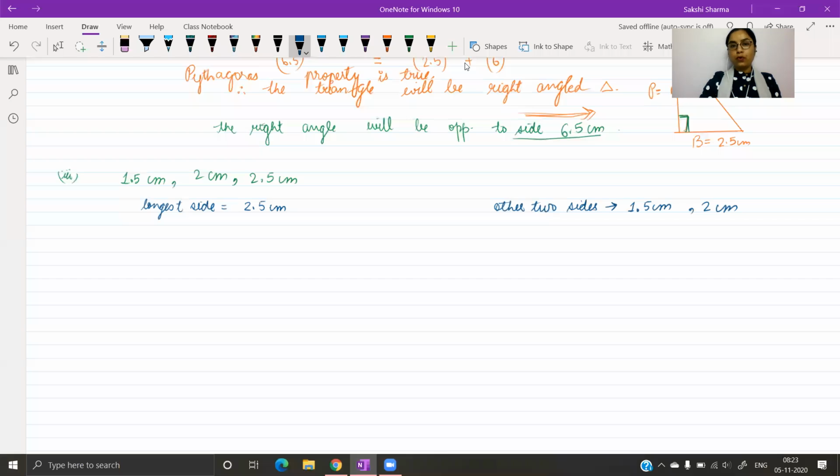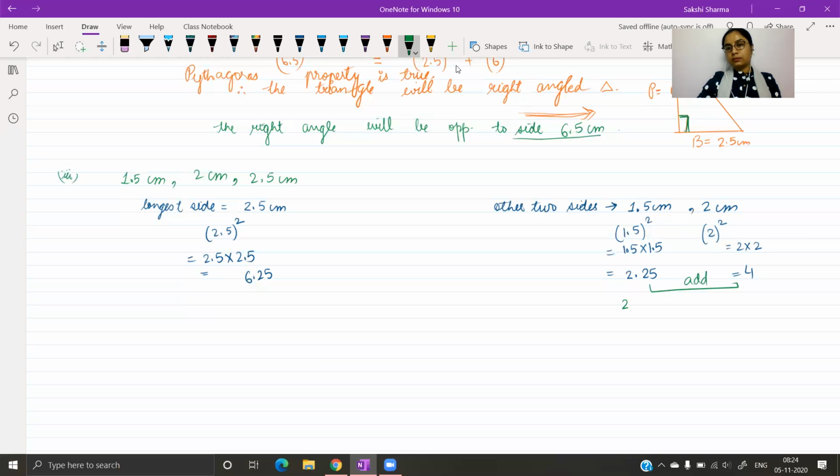Now find the squares of all of them: 2.5 square, 1.5 square, and 2 square. 2.5 is to be multiplied by 2.5. This will be 6.25. On the other side, you have to find 1.5 square: 1.5 multiplied by 1.5 is 2.25. 2 square is 2 multiplied by 2, the answer will be 4. And you have to add these, 2.25 and 4. Tell me what the answer is.